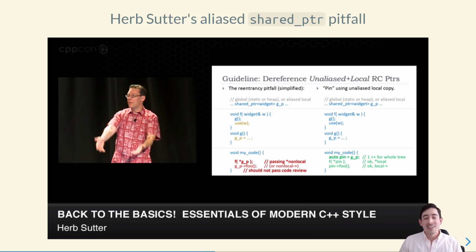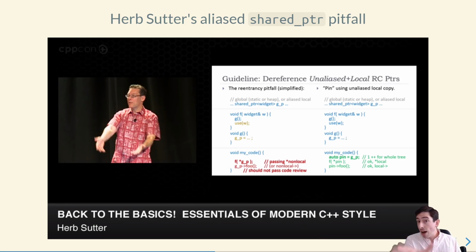Herb Sutter is a C++ guru. He writes a lot of books and things like that, and he also gives some great talks. This was one of his talks at CPPCon, I think CPPCon 14. He was talking about modern C++ style and how to use pointer types: when to use references, when to use raw pointers, when to use unique_ptr and shared_ptr.